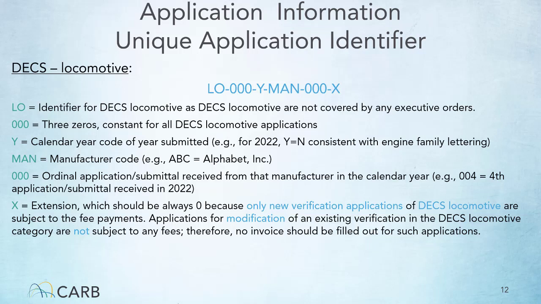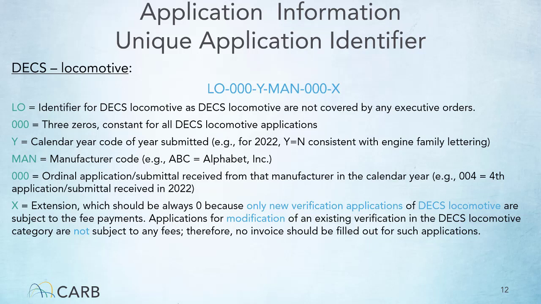In order to create the unique application identifier, you need to follow the template shown in blue in this slide, where LO represents the identifier for DEX Locomotive, as DEX Locomotive are not covered by any executive orders. LO is constant for all of the unique application identifiers of DEX Locomotive. Then we have three zeros, which is constant for all DEX Locomotive applications.